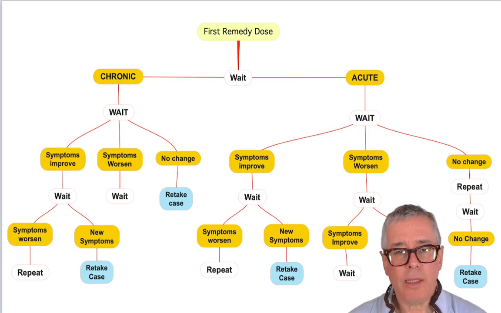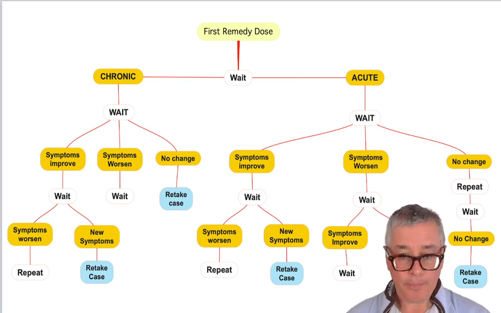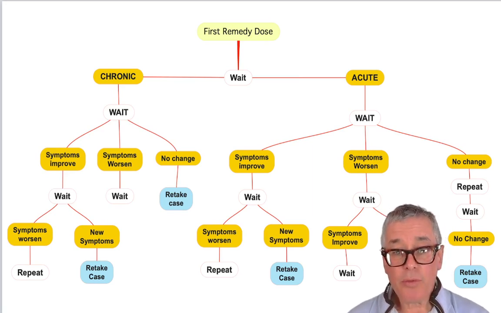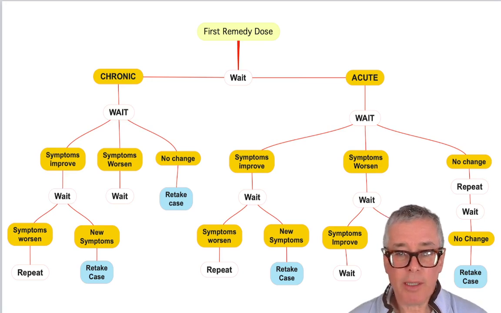In acute disease, it's much faster to decide these things. If the symptoms improve, it's exactly the same as in chronic disease. We wait. If they worsen again, you repeat. If there are new symptoms, you retake the case. If the symptoms worsen, again, wait, because maybe the symptoms improve, you still wait longer. And then if you've waited and the symptoms still worsen, you retake the case.